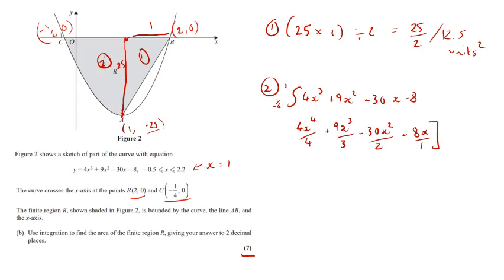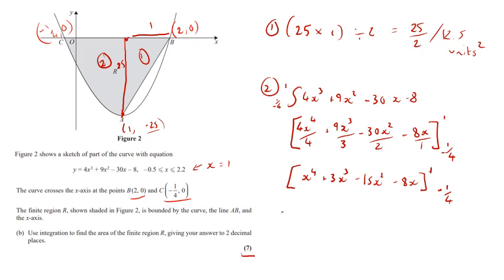Now, we don't have the plus c, we only have the plus c when we're doing indefinite integration. Here we're doing definite integration because we're integrating between particular limits. So now we've got that, I'm just going to simplify my integrated form. So that becomes x to the 4 plus 3x cubed minus 15x squared minus 8x. And now what we do is we substitute in x equals 1 and we substitute in x equals minus 1/4.